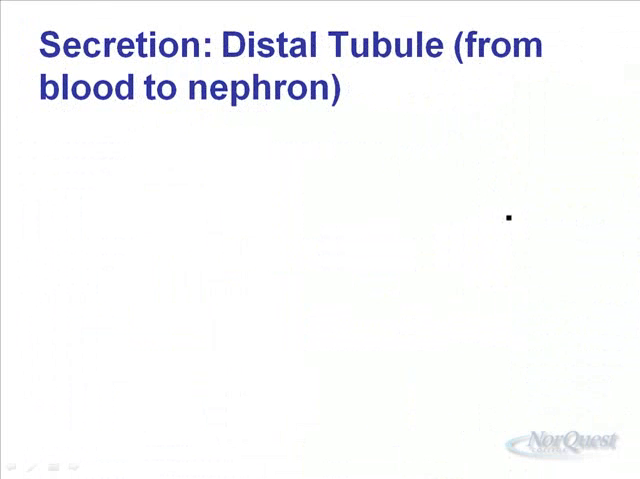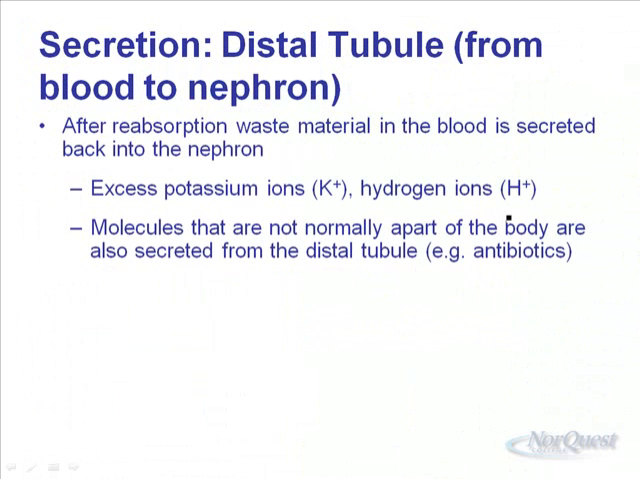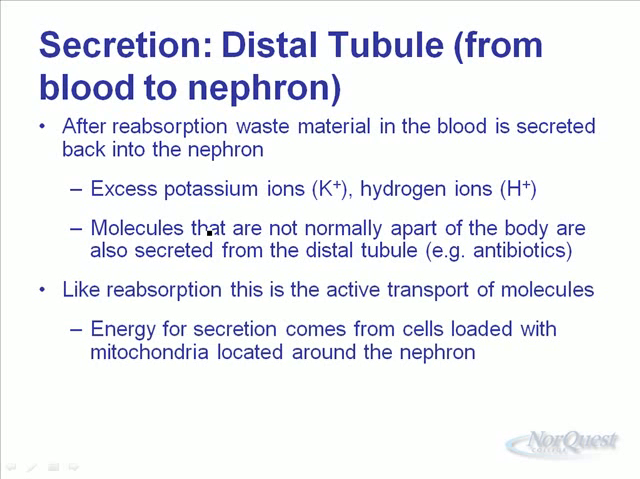So there's also secretion from the distal tubule, and this is moving waste from the circulatory system back out into our nephron. So after reabsorption of waste material, the excess potassium ions and the excess hydrogen ions are moved by active transport back into the nephron. Also, molecules that aren't normally a part of the body are secreted from the distal tubule, things like antibiotics. Like reabsorption, this is the active transport of molecules.